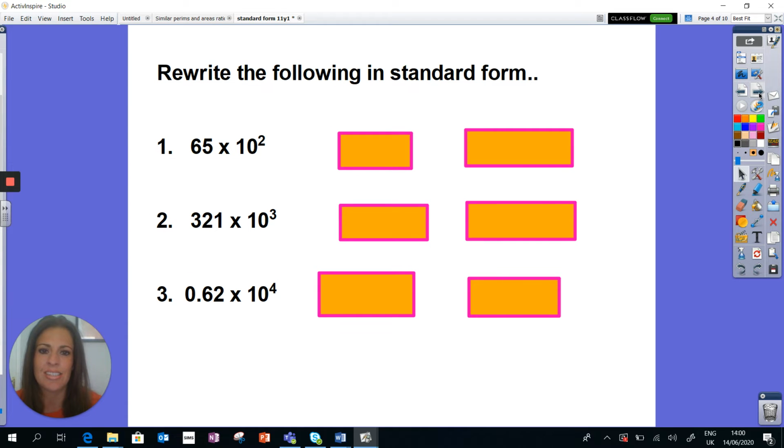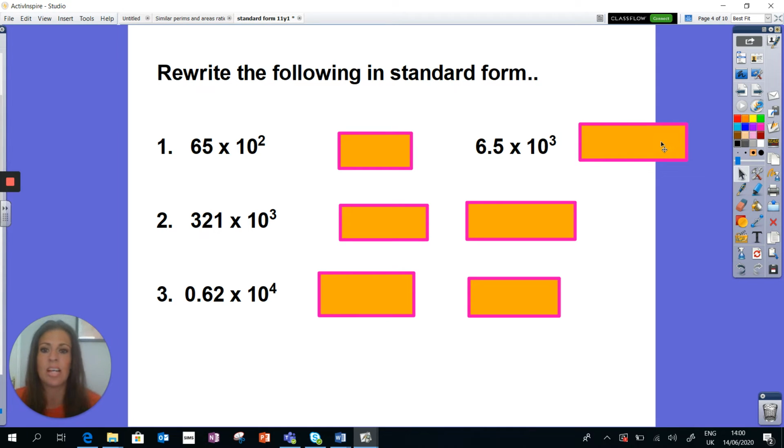Moving on to this slide, you can be asked to rewrite numbers that have been attempted to be put in standard form but failed because, for example, this first one here, 65, is too big a number. It has to be between 1 and 10. So we're just going to make an alteration. The actual answer is 6.5 times 10 to the 3. Because we have divided 65 by 10 to get 6.5, we have to raise the power by 1 and make it cubed.